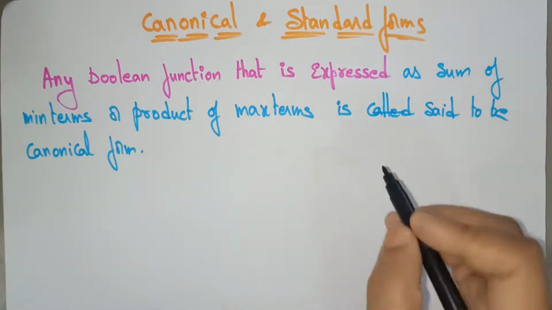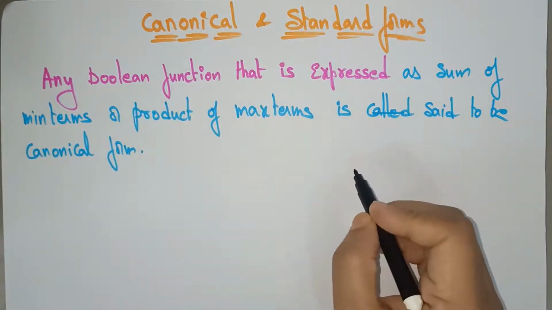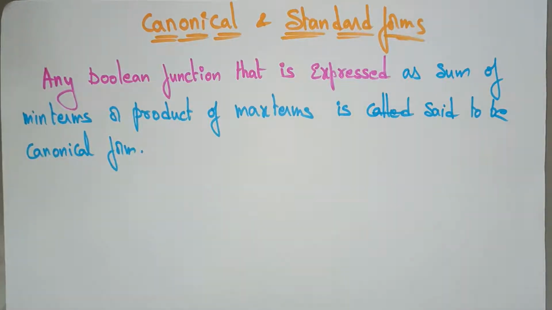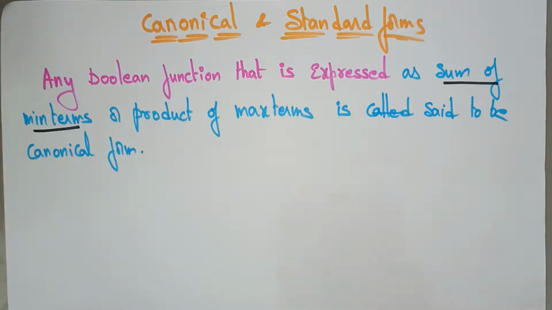Any Boolean function that is expressed as a sum of min terms or product of max terms is said to be the canonical form. The canonical form is nothing but the representation of the Boolean function. Whatever Boolean function we are taking, that expression you have to represent either in the form of sum of min terms, or in the product of max terms. Then that representation you call a canonical form.